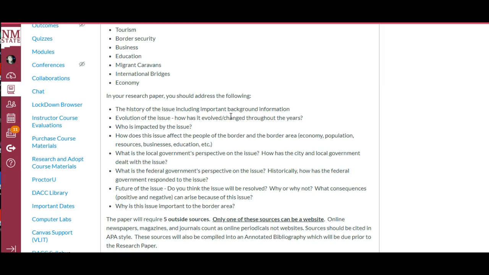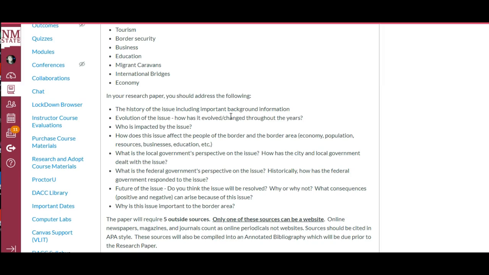I think as someone who's lived on the border my whole life, pretty much everything has changed over the years, right? So again, how has this changed? How have policies changed? How do we view it differently? How was it viewed before as opposed to now? So you're really tracing the trajectory of that issue.